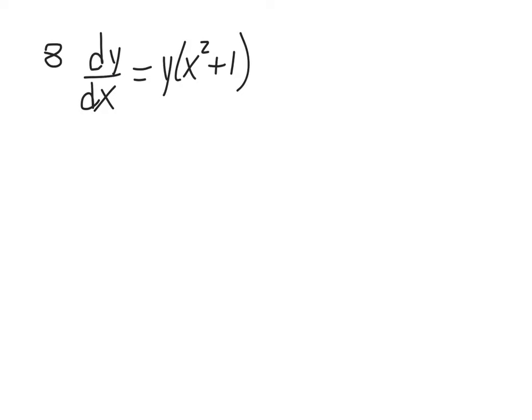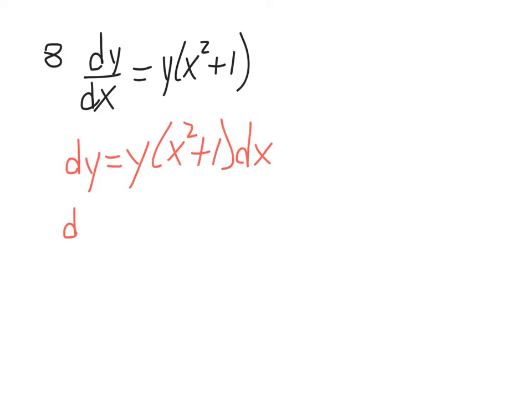And we would have dy equals y times (x squared plus 1) dx. Okay, and we do need to move the y term over, and we'll do that by dividing. And so then we would have dy over y equals (x squared plus 1) dx. Okay, and sure enough, we do have this in separable form.